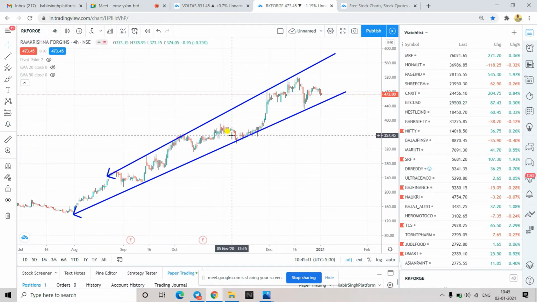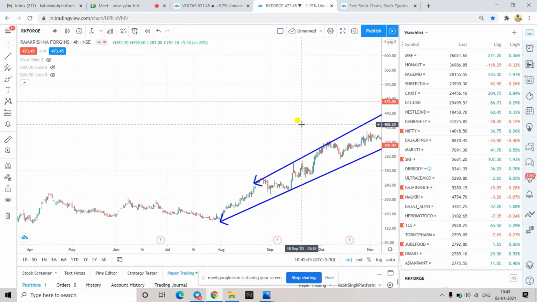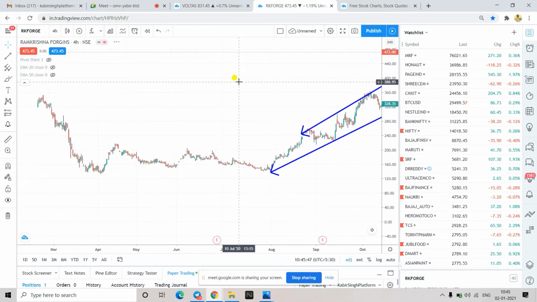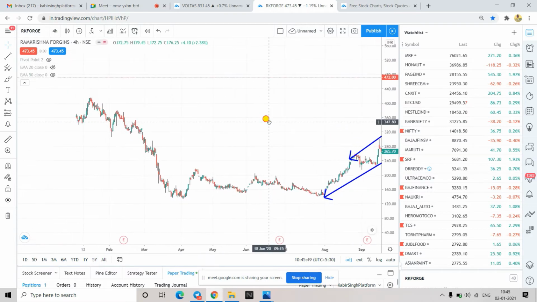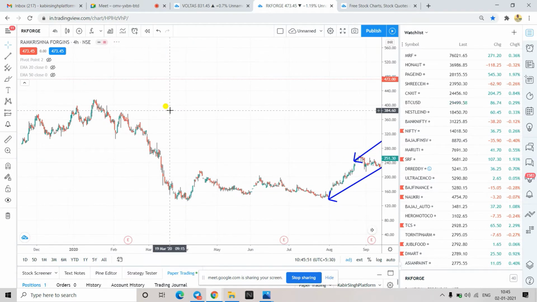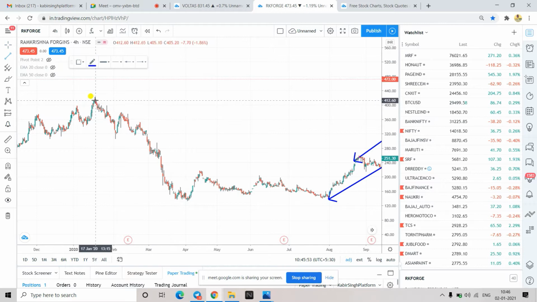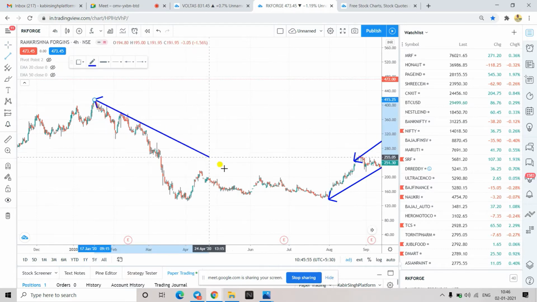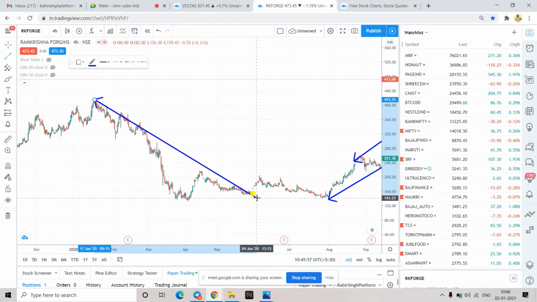So again, you understood how this parallel channel works? I got it. Got it, right? So I'll try to draw one on the lower side also. Like this, you can see the price is respecting all these points, and if I want I can connect it.